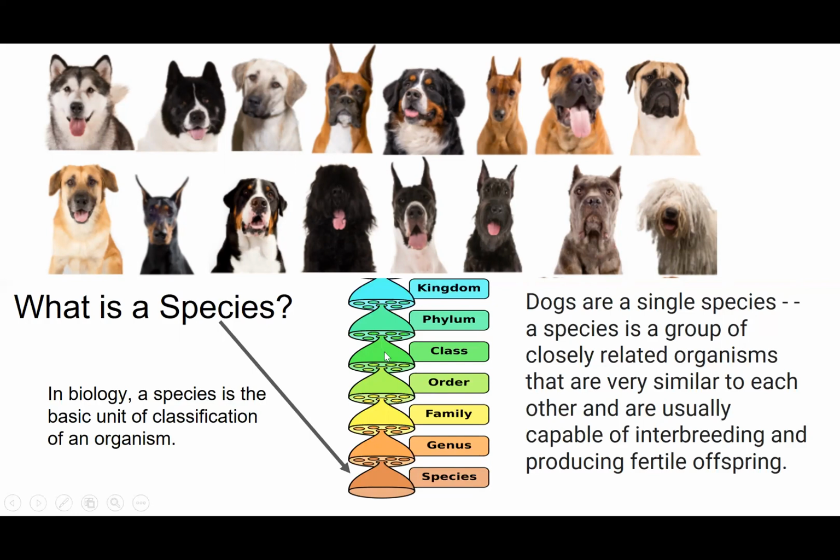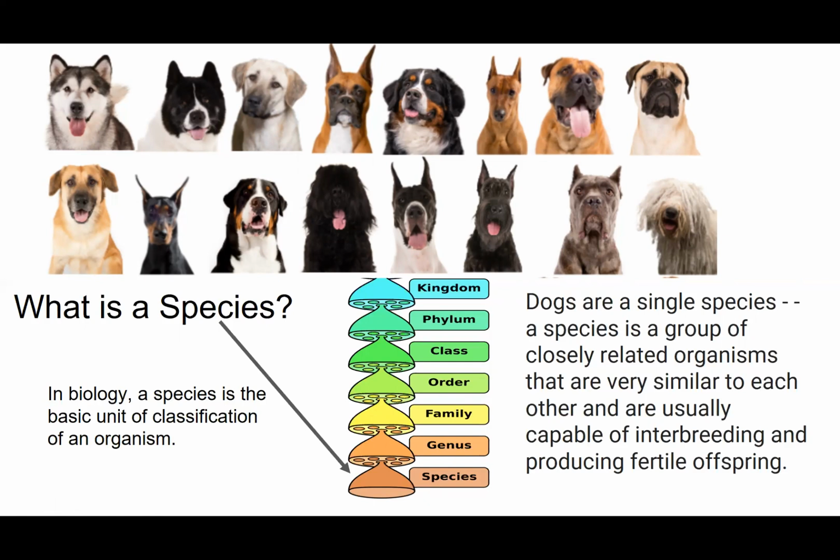And then within that phylum, you'll have a specific class. Within that class, you'll have a specific order. Within that order, you'll have a specific family. Within that family, you'll have a specific genus. And then within that genus, you'll have a specific species. Okay. So there's a lot of fine tuning when it comes to classification of organisms.